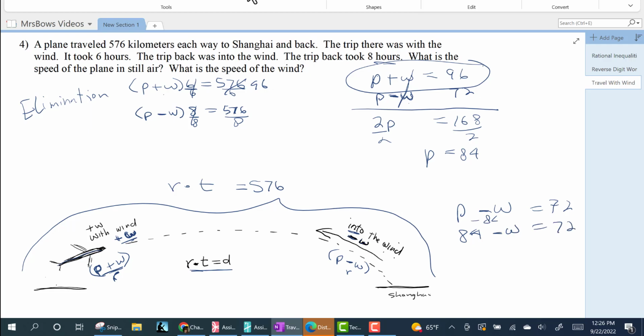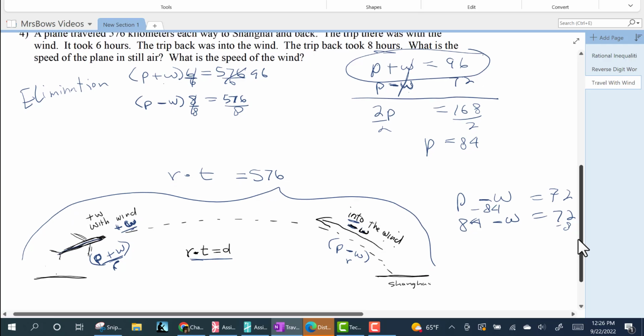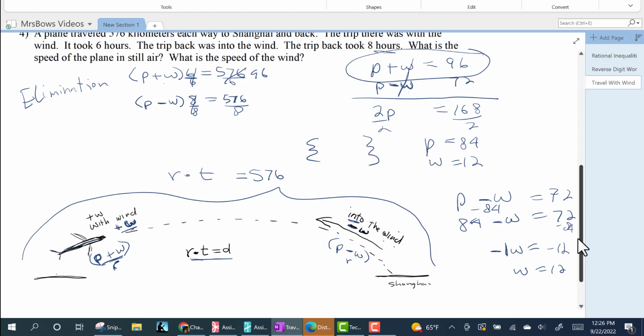If we subtract 84 on both sides, we have negative 1W is equal to negative 12, and then just divide both sides by negative 1. So the wind speed is 12. And then in solution set brackets, plane is 84, wind is 12. Just like that.